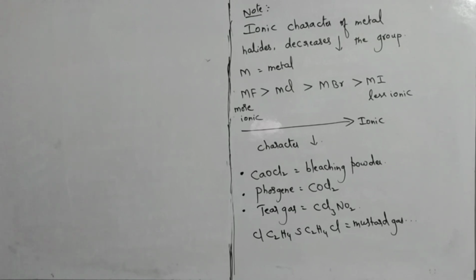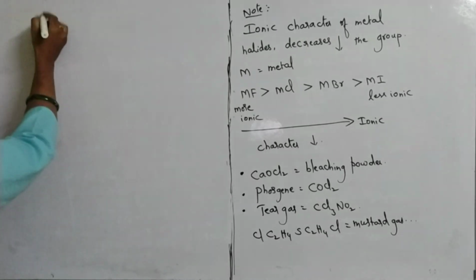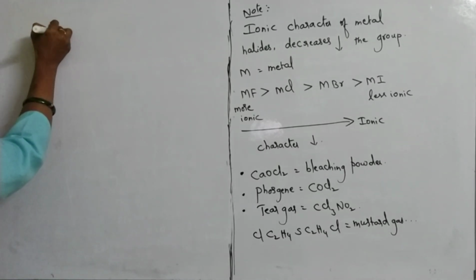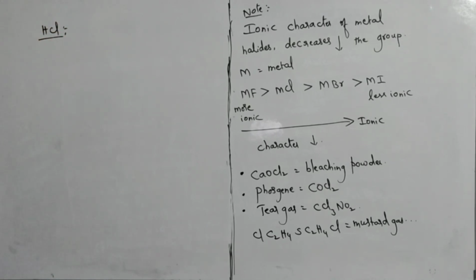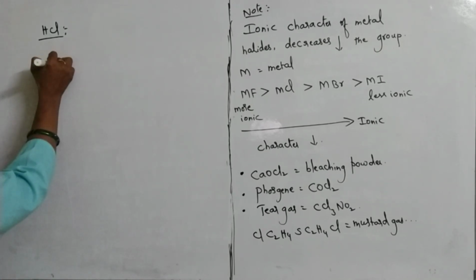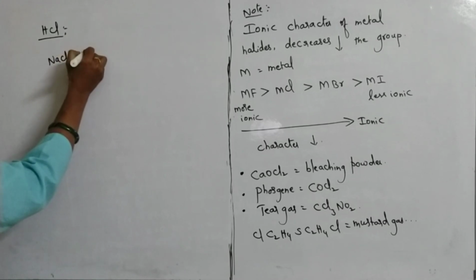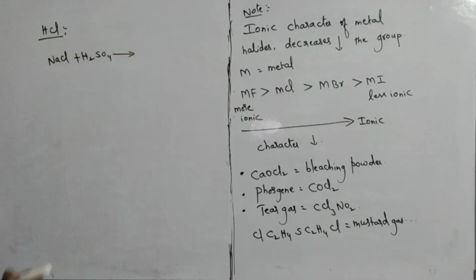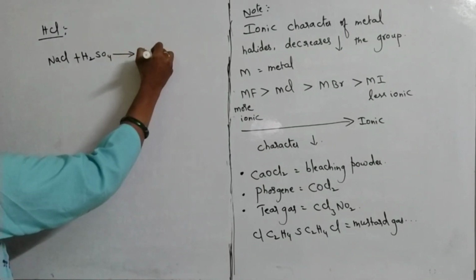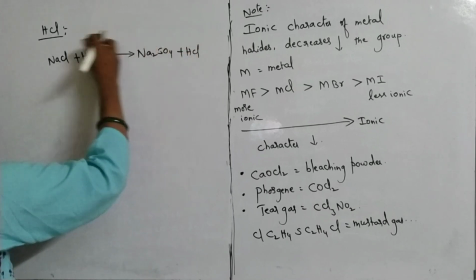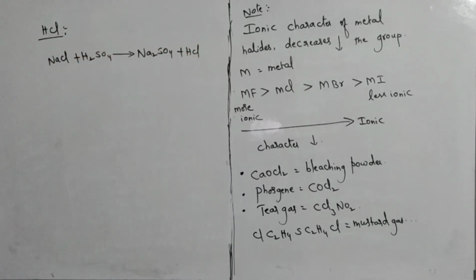Next, if you go for HCl, an important compound of chlorine. HCl, hydrogen chloride, is a very powerful acid which you already have learnt about: hydrochloric acid. How is it prepared? When NaCl reacts with H2SO4, it forms Na2SO4 and HCl. Like this, HCl can be prepared in laboratory preparation.